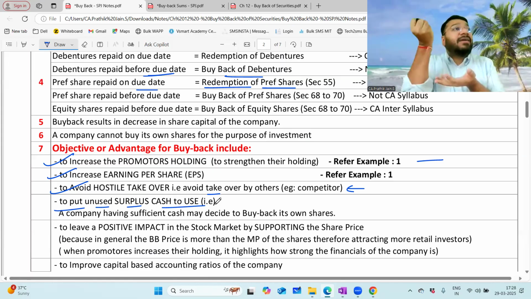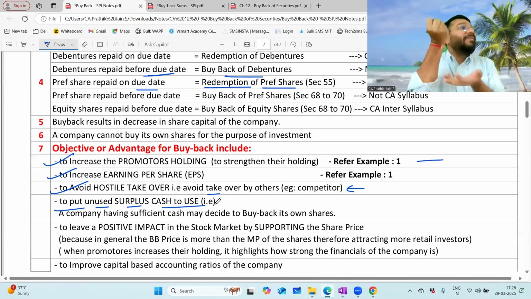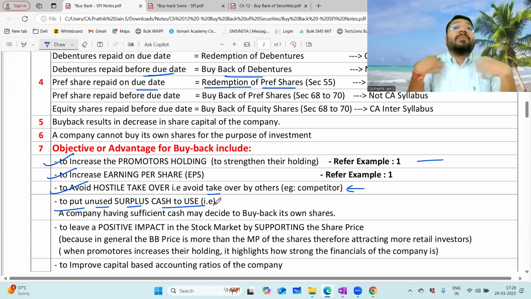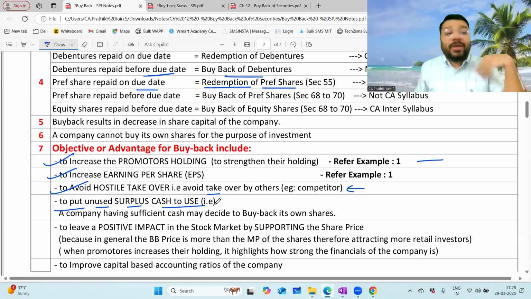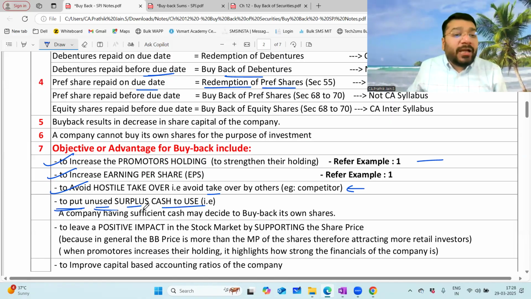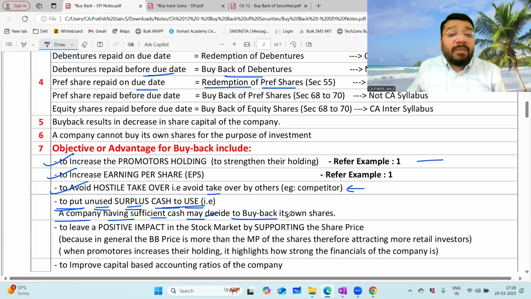I will increase my control. My voting right will be increased. My earning per share will be increased. My dividend will be increased. So instead of keeping surplus money idle in the business, you can consider buying back your shares. So to put unused surplus cash to use, a company having sufficient cash may decide to buy back its own shares.